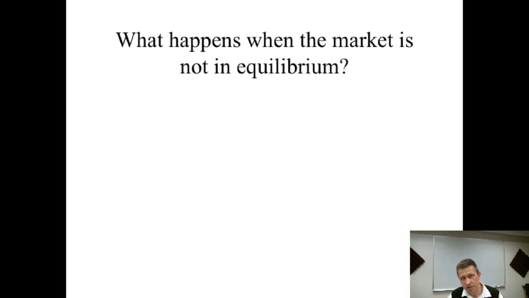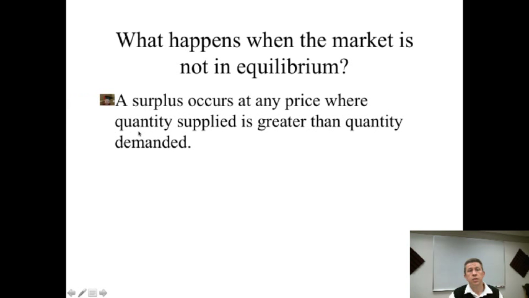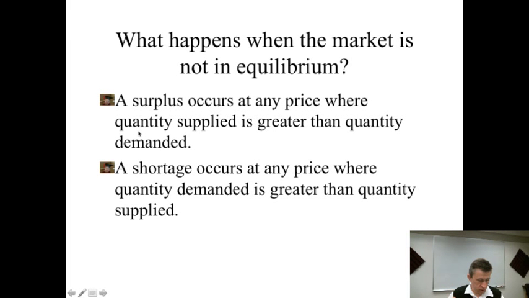So we just went through this graphically. We're going to just talk through this a little bit more. Surplus is defined as any price where the quantity supplied is greater than the quantity demanded. Shortage is any price where the quantity demanded is greater than the quantity supplied.